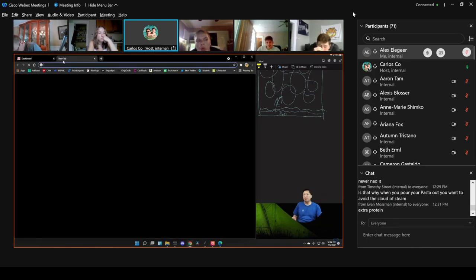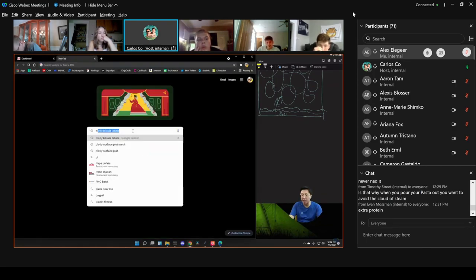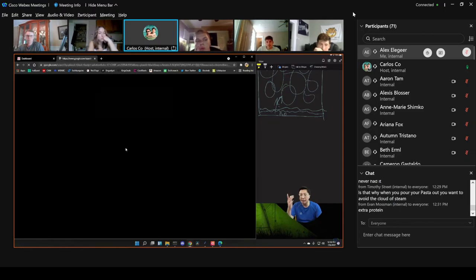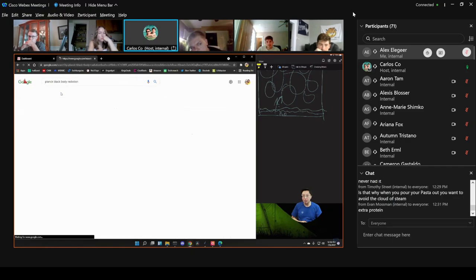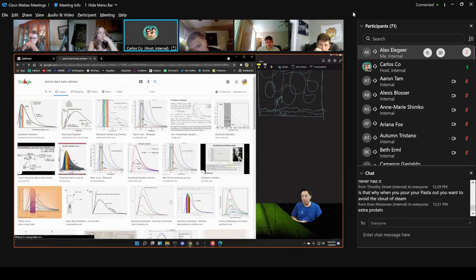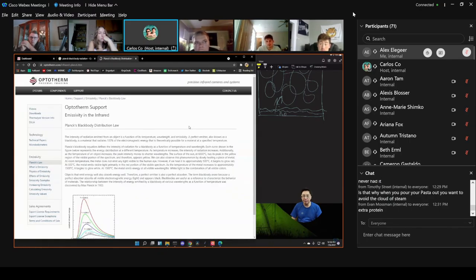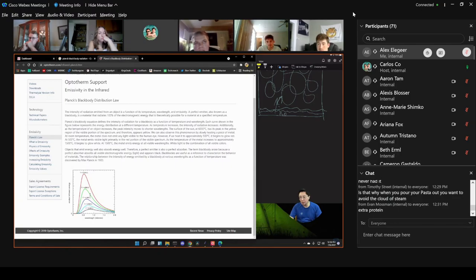Planck's black body radiation. Okay, images. There you go. Lots of beautiful images here. Let's say this guy here. I want this bigger.